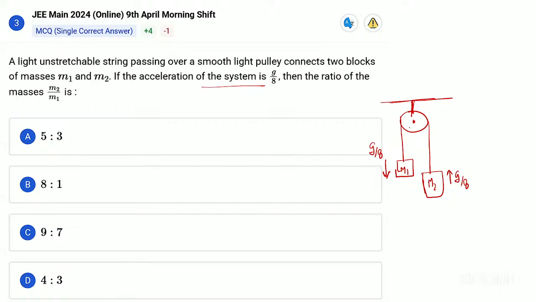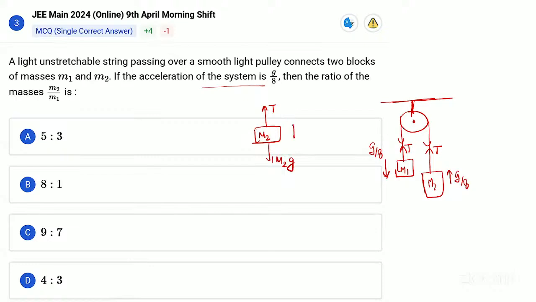अब देखो अगर आप FBD बनाओ m2 की, m2 अपवर्ड साइड में देयर विल बी अ टेंशन एंड दैट टेंशन विल रिमेन सेम ऑन दिस साइड, बिकॉज एक ही स्ट्रिंग से कनेक्ट किया हुआ है और वो स्ट्रिंग भी कैसी है, अनस्ट्रेचेबल है एंड आइडियल है. तो टेंशन विल बी सेम ऑन बोथ साइड. तो अपवर्ड साइड में देयर इज टेंशन, डाउन साइड में देयर विल बी अ m2g weight force.